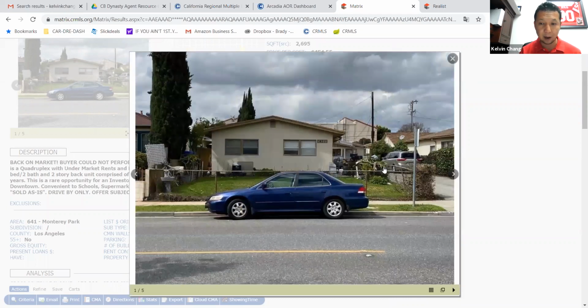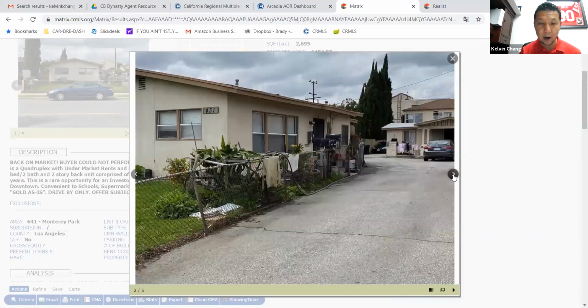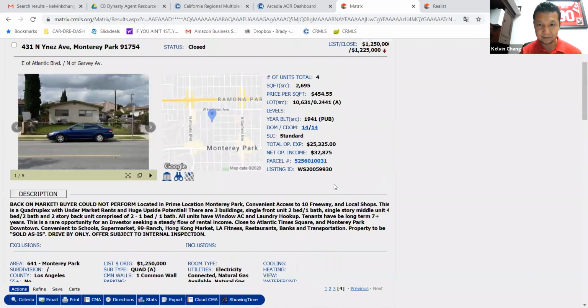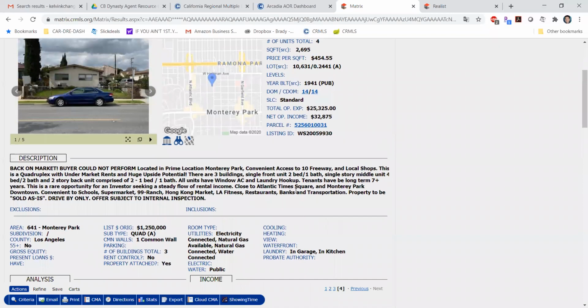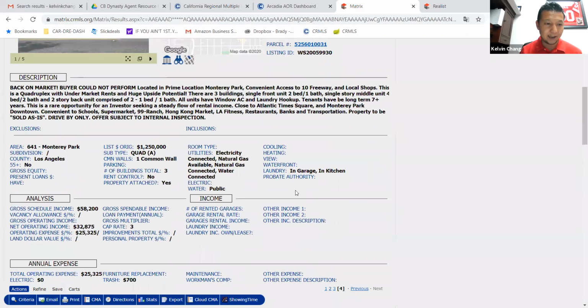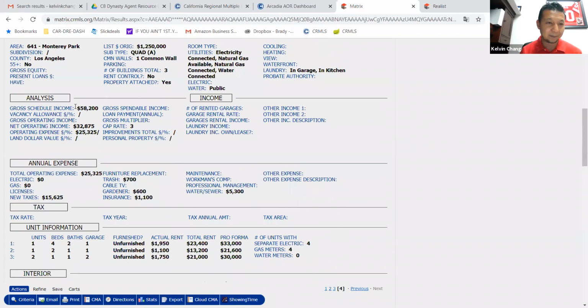You have people parking on the driveway. I don't know if the owner's managing it well or not. Overall, I don't think it's as attractive a building compared to what I have. Okay? Do you agree or not? Yes. Now, when I look at it, the most important thing I told you is the income.